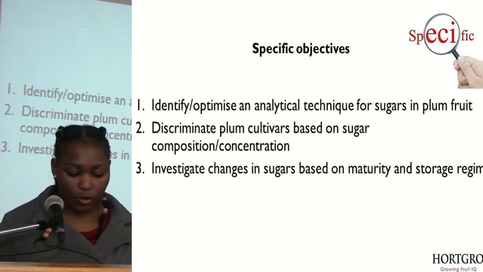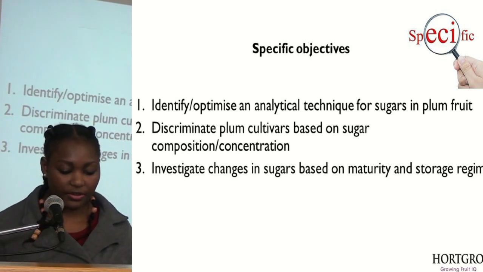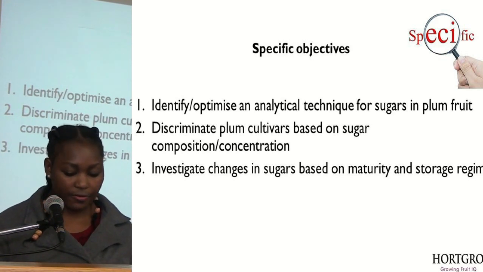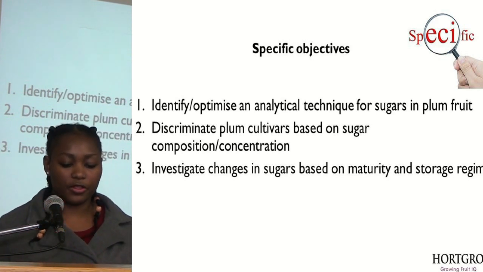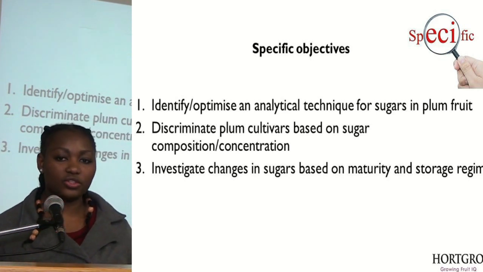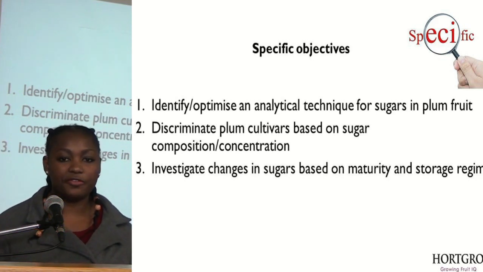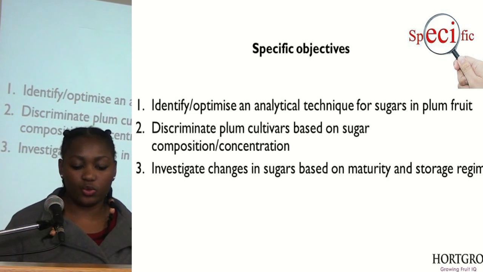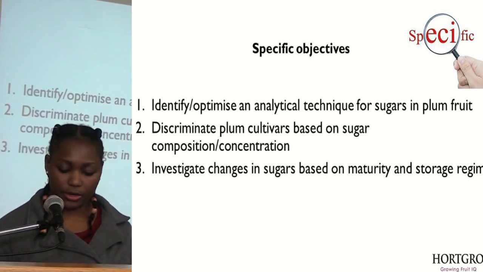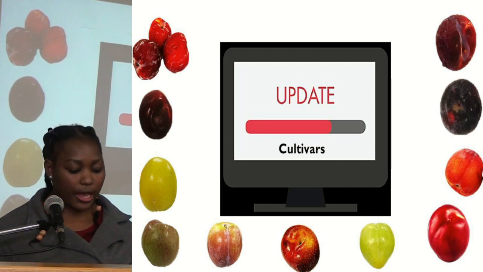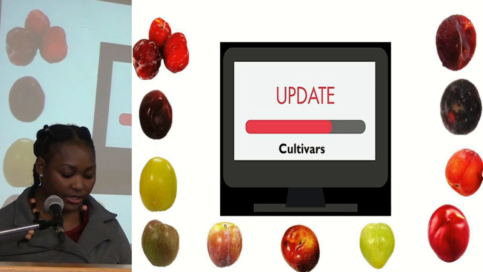The specific objectives are to identify or optimize an analytic technique for sugars in plum fruits, to discriminate the plum cultivars based on sugar composition or concentration, and to investigate the changes in sugars based on maturity and storage regimes. Just a quick update so far on the cultivar differences.